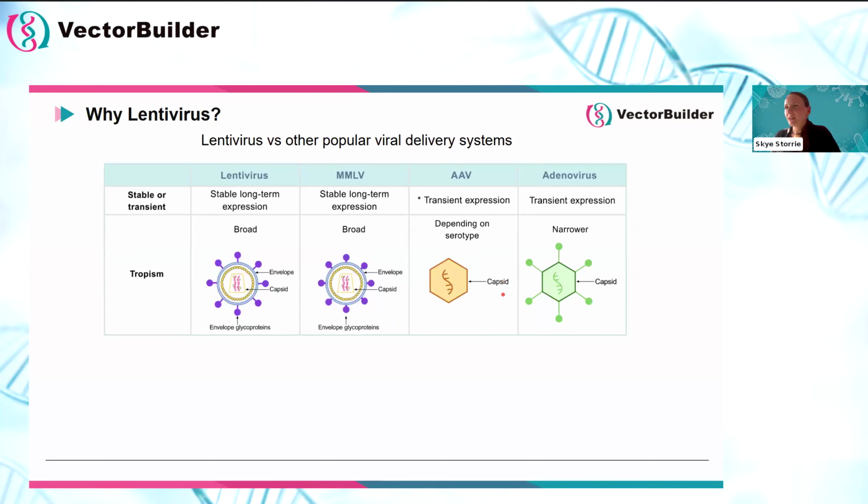In terms of tropism, so targeting different cells and tissues, enveloped viruses like lentivirus and MMLV are good options. They're quite flexible, whereas viruses like AAV and adenovirus have this more rigid capsid structure. And if you start messing around with this, it can disrupt virion assembly. For enveloped viruses, you can generally easily switch out the viral envelope glycoproteins for envelope glycoproteins from other viruses.